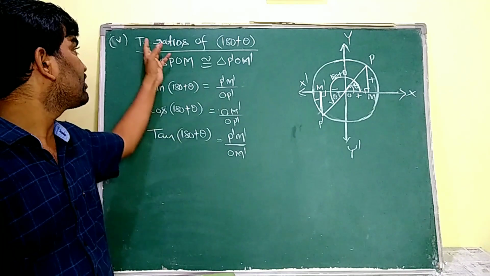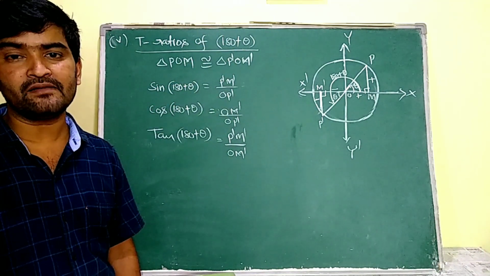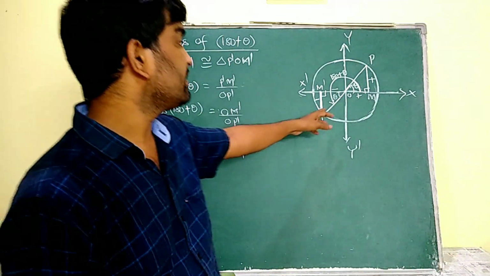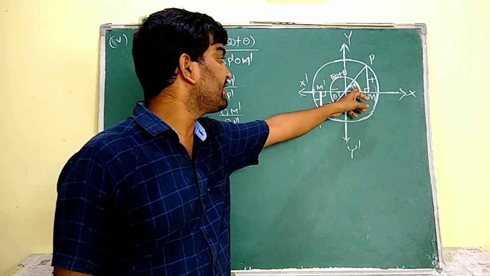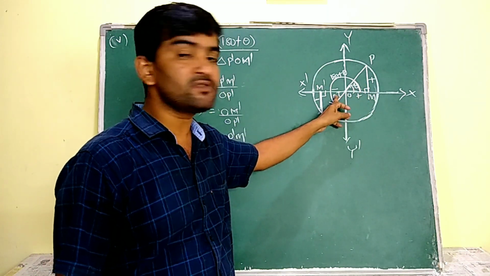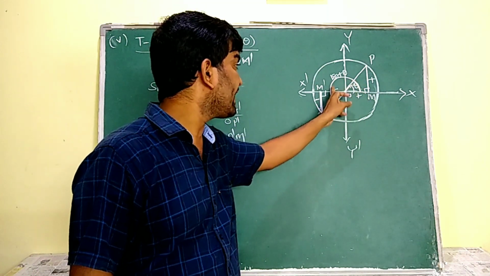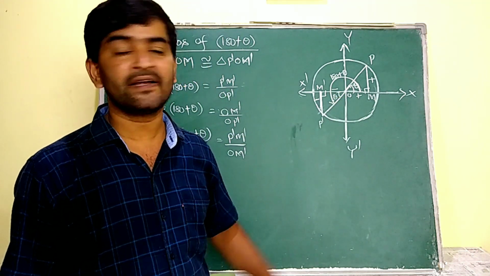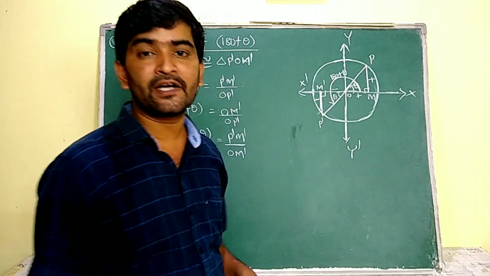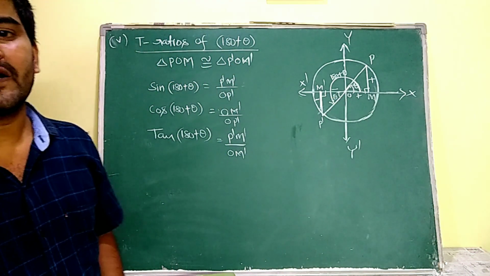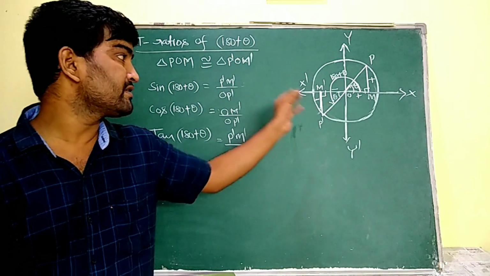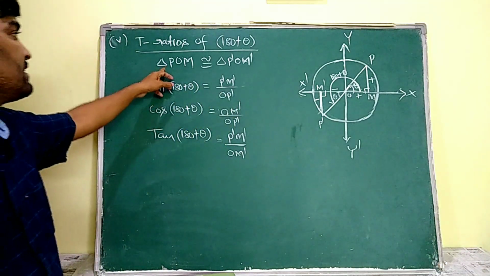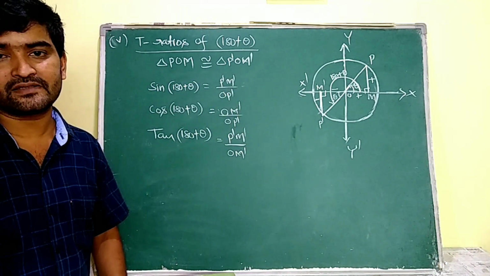Now the trigonometric ratios of 180 plus theta we are going to discuss. Draw the diagram like this. If it is theta, then this becomes 180 plus theta. Why? Because this entire angle is 180 plus theta. So we have to draw the diagram. Again, these two triangles are congruent by the angle side angle congruency rule. By that, these two triangles are congruent, as we discussed.